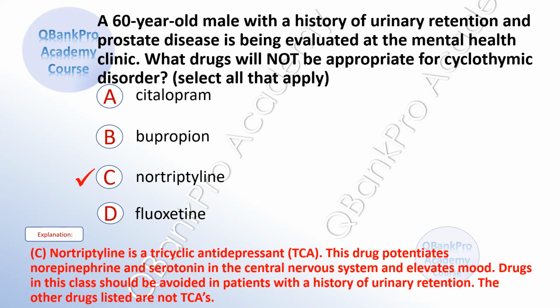The correct answer is C. Nortriptyline. Explanation. C. Nortriptyline is a tricyclic antidepressant, TCA. This drug potentiates norepinephrine and serotonin in the central nervous system and elevates mood. Drugs in this class should be avoided in patients with a history of urinary retention. The other drugs listed are not TCAs.